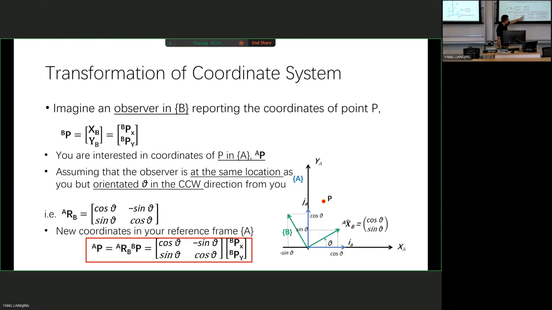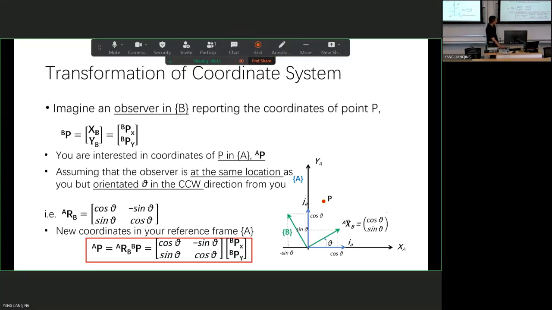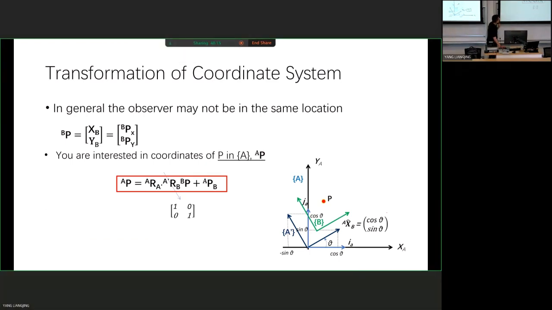Initially, let's say there's a point P, and someone standing observing this P. He cannot observe the motion of P directly, but he can ask the person on B to tell him BP. And if he knows the orientation of A and B, he can find out by using this transformation, this multiplication. This will give you the position of P in coordinate frame A. So this is something useful. This part I will leave you to look at yourself, the derivation, which is kind of straightforward.